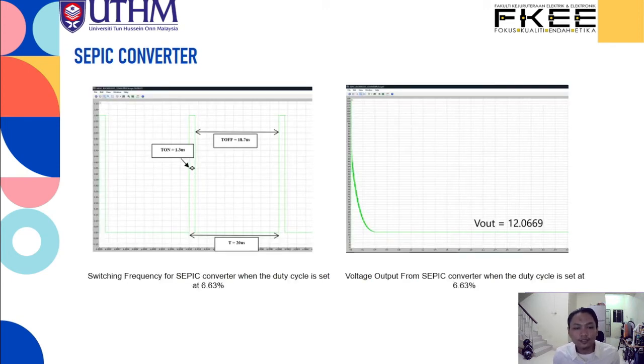Next, this is the SEPIC converter circuit that I built in the PLECS simulation. This is the switching frequency for the SEPIC converter when the duty cycle is set at 6.63%. The SEPIC and the buck boost converter have the same calculation of the duty cycle, so the duty cycle for the buck boost and the SEPIC are the same, to get the 12 volt output. On the right side is the voltage output from the SEPIC converter when the duty cycle is set at 6.63%.